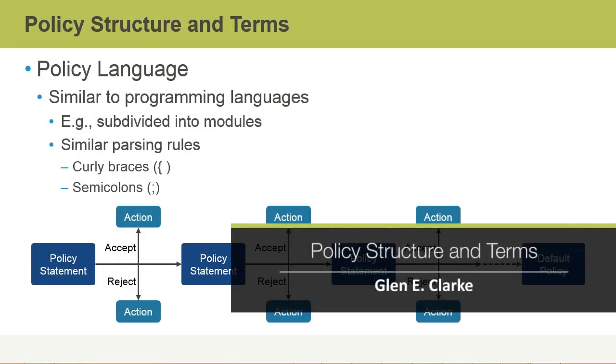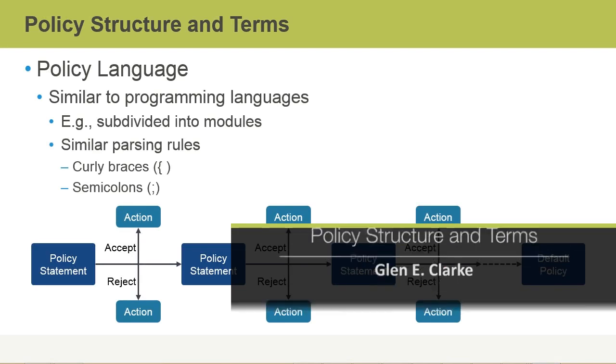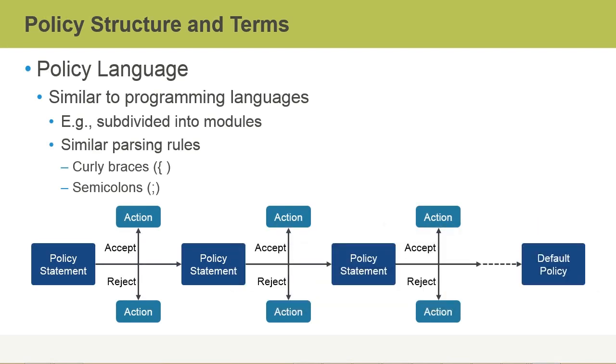In this video, we'll discuss policy structure and terms. A policy is one or more rules that are grouped together that are designed to either accept routing information that enters into your router or to reject information that's entering into the router. These policies can also be used to control what routing information is exported out of your router as well.